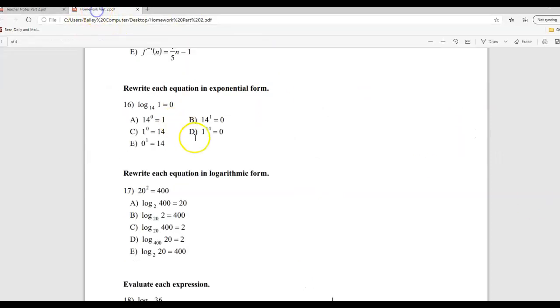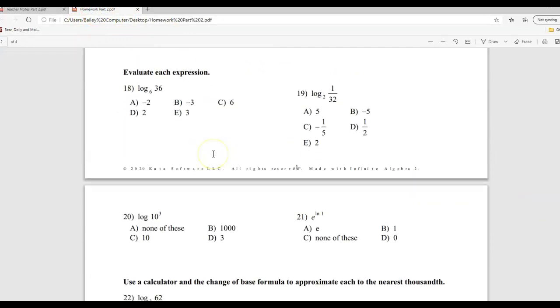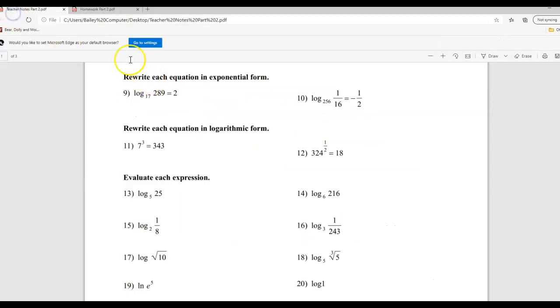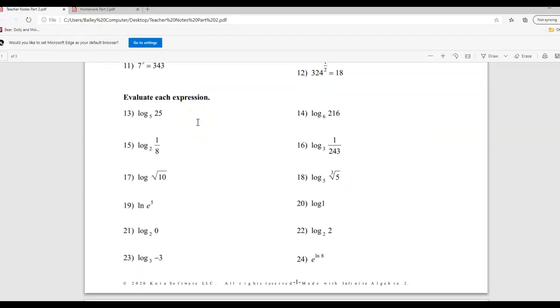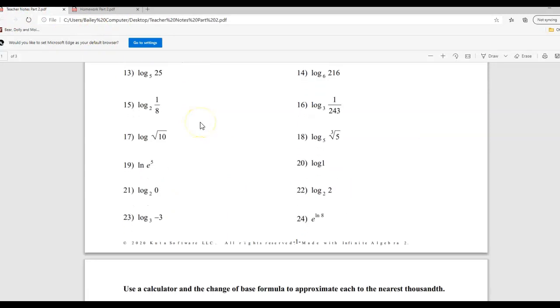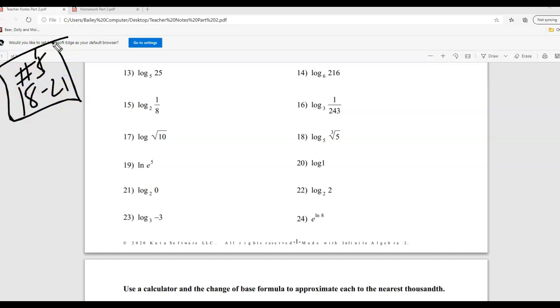All right, next question for you guys on yours is numbers 18 through 21, which is basically going to be just applying some basic log properties. So let's take a look at similar types of problems here. So this is for your guys' numbers 18 through 21.